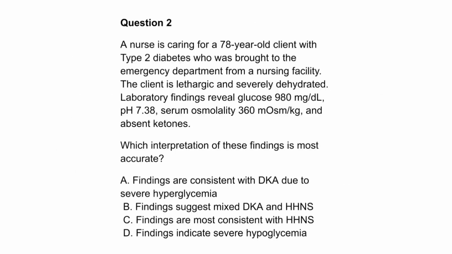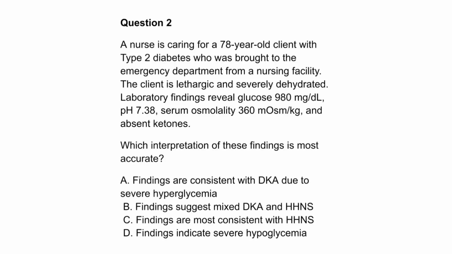Question 2. A nurse is caring for a 78-year-old client with type 2 diabetes who was brought to the emergency department from a nursing facility. The client is lethargic and severely dehydrated. Laboratory findings reveal glucose 980 mg per deciliter, pH 7.38, serum osmolality 360 mosm/kg, and absent ketones. Which interpretation of these findings is most accurate?